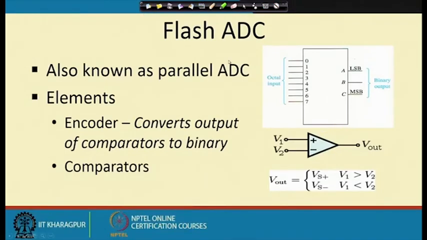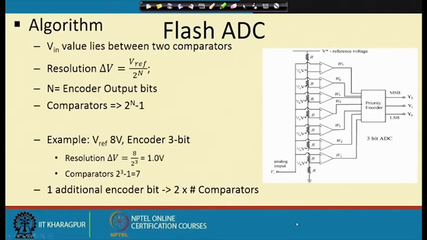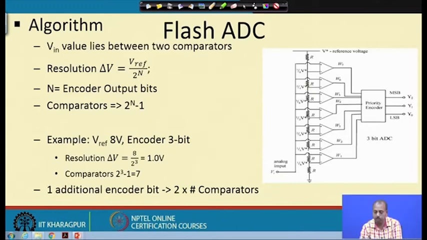So, in case of flash type ADC, we have got a number of comparators. If you look into the circuit, this is the reference voltage V star, and from this we have got a series of resistances. We have connected 8 such resistances: 1, 2, 3, 4, 5, 6, 7, 8.